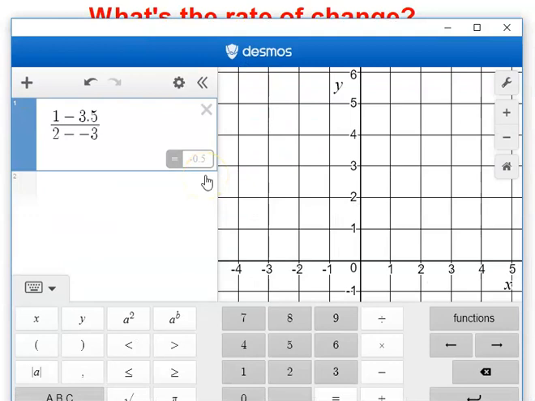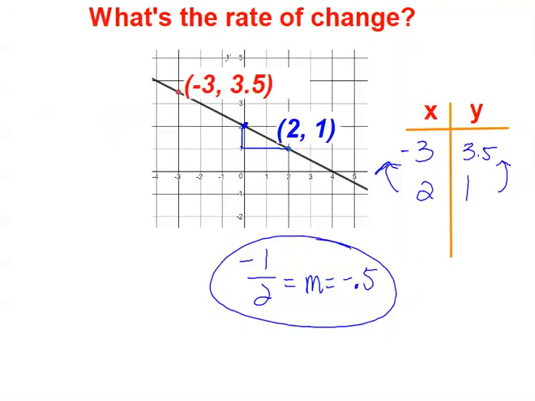So folks, I love Desmos. Press divide, do your y, your x. You're going to get your answer every single time.